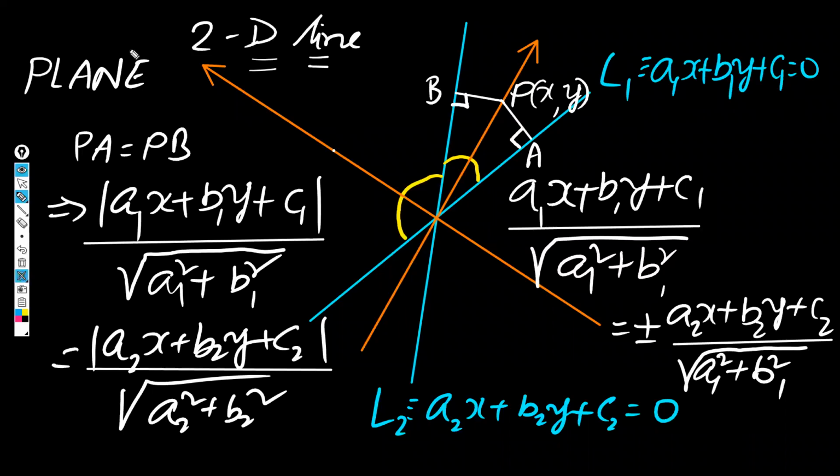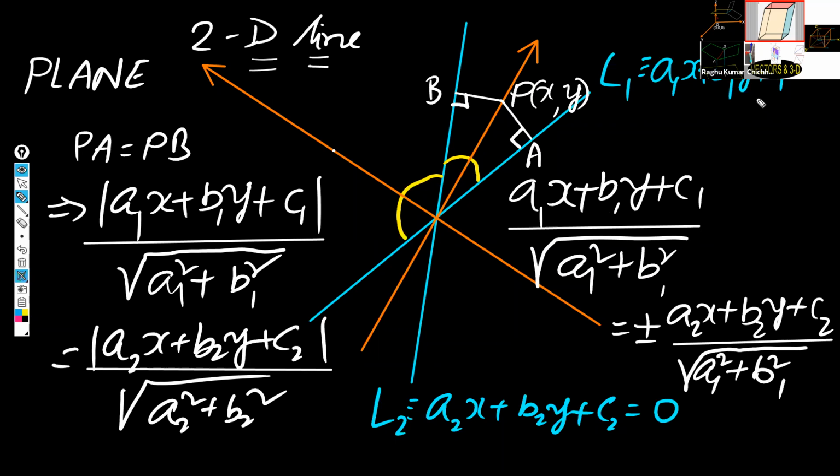Plane. Yeah, that's good. A line is ax plus by plus c equal to 0, and a plane is ax plus by plus cz plus d equal to 0. So this can be comfortably extended to the 3D plane. Let me show you that now.